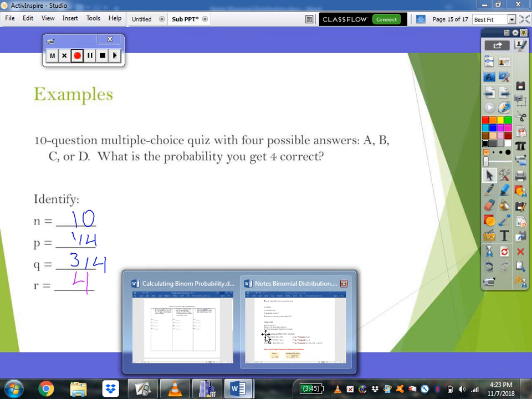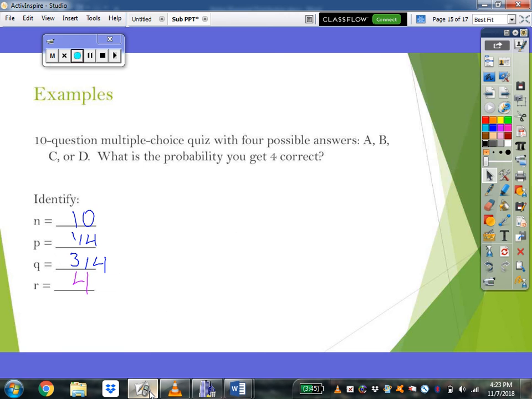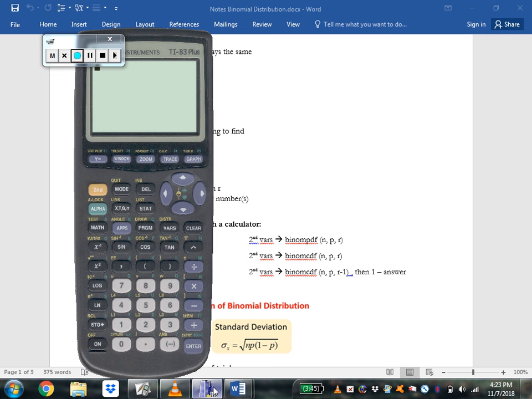So now let's get back to the notes here. If I have one R value, right? I only have one R value here, R equals 4. So then I'm going to go here, and I know that I'm going to use the top one. So let's go ahead and pull out our calculator. I'll give you a second.